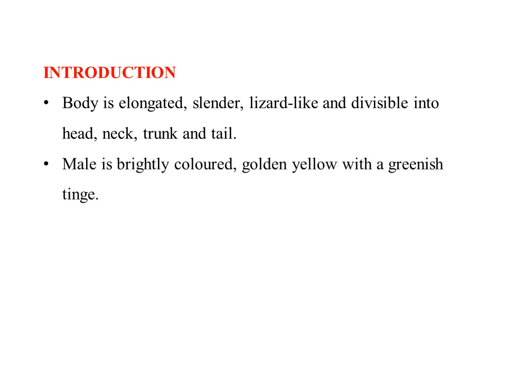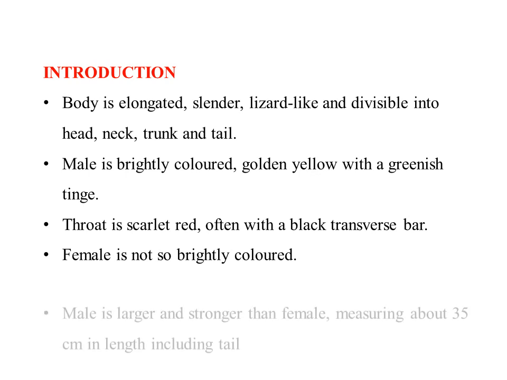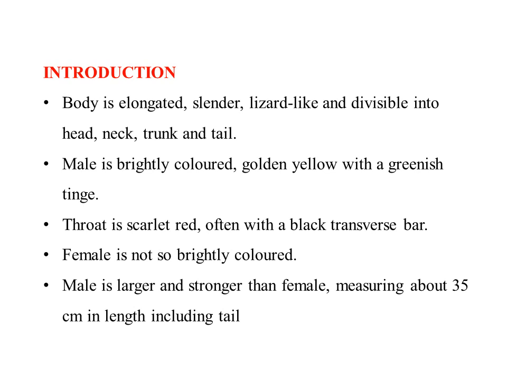The male Calotes is brightly colored, golden yellow with a greenish tinge, and the throat is scarlet red, often with black transverse bars. Because of the presence of the red color, the garden lizard is also called bloodsucker. But the female is not so brightly colored when compared to the male. The male is larger and stronger than the female, measuring about 35 centimeters in length, including its tail.